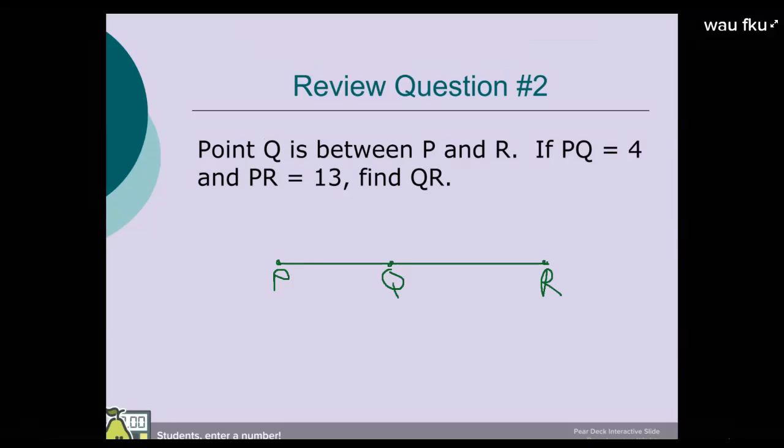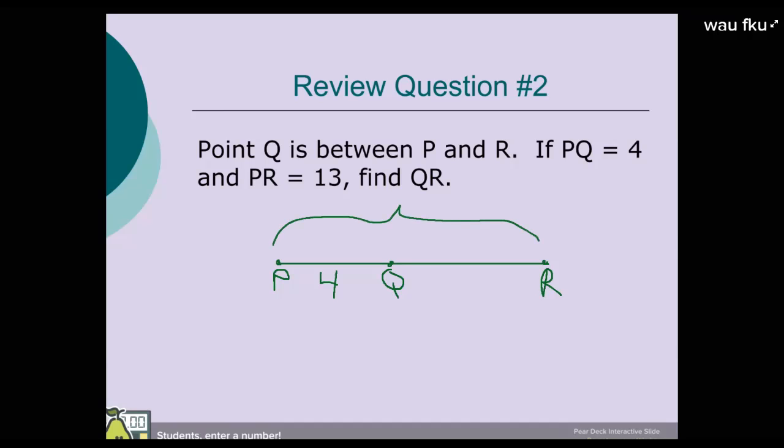All right, and it tells us PQ equals 4. So here's PQ, so I'm going to label that as 4. And then PR is 13. So I see PR is the whole thing, so 13. And then it tells me to find QR. So that's this piece here. I can highlight that with my handy dandy highlighter. All right, so I know that's what I'm looking for.